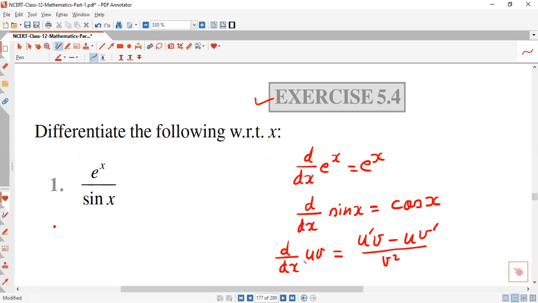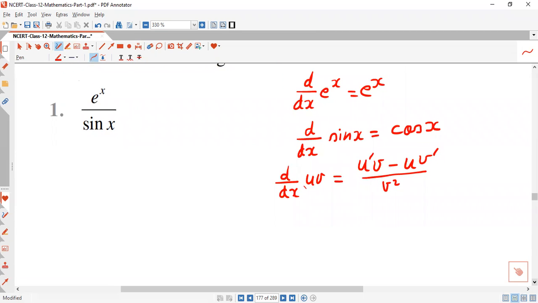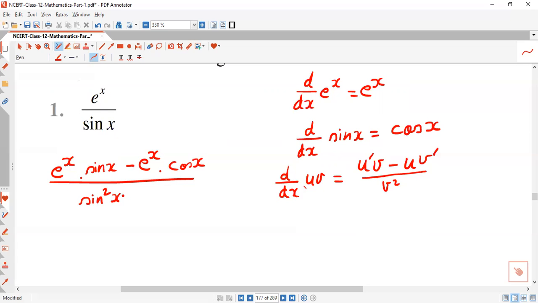Now we differentiate this function with respect to x. I write down e^x, differentiation of e^x will come out e^x. Keep the v, sin x, as it is, minus keep the u, that is here e^x, as it is, and differentiation of sin x, that is cos x, divided by sin square x.